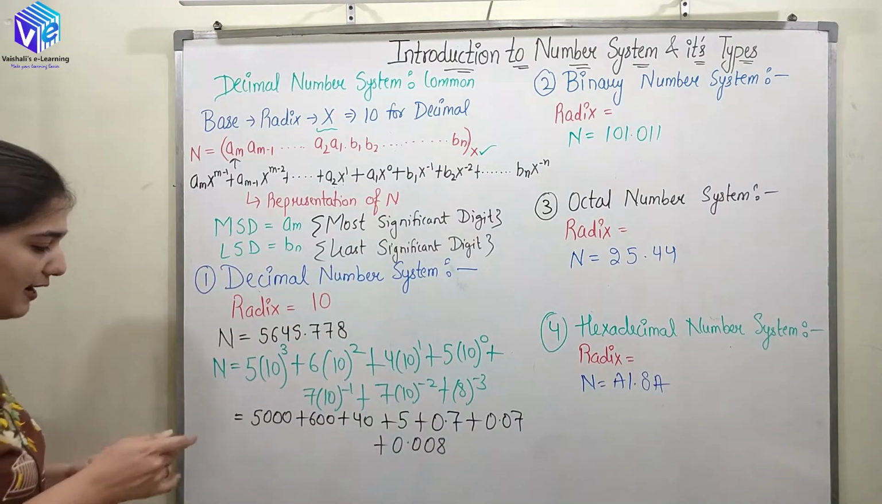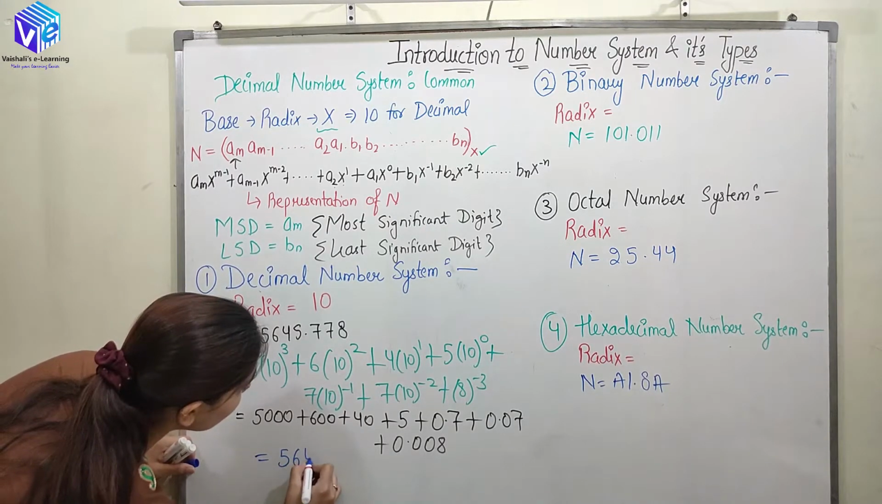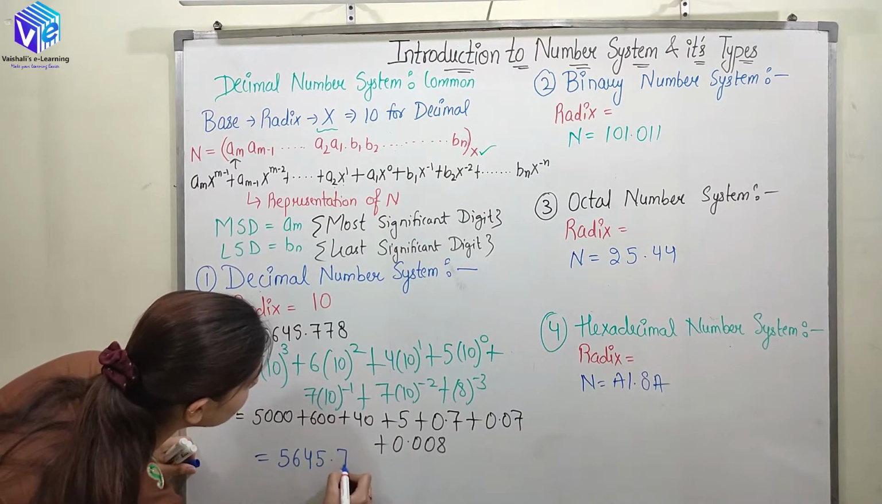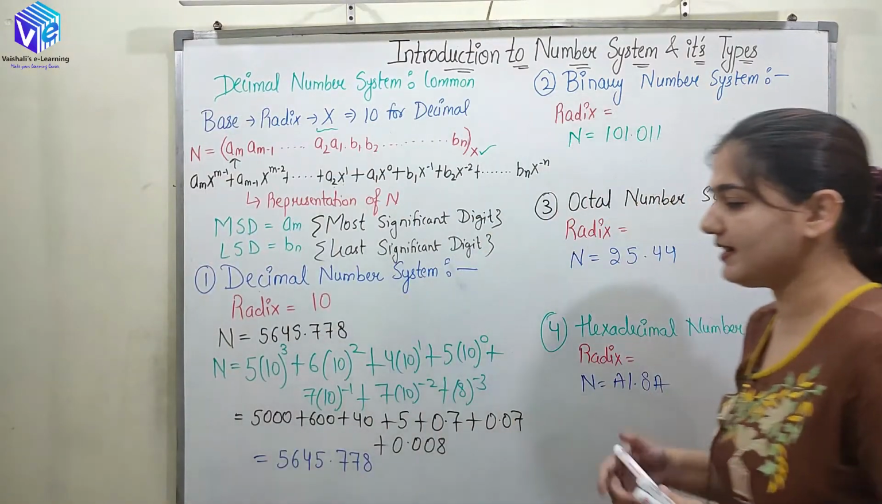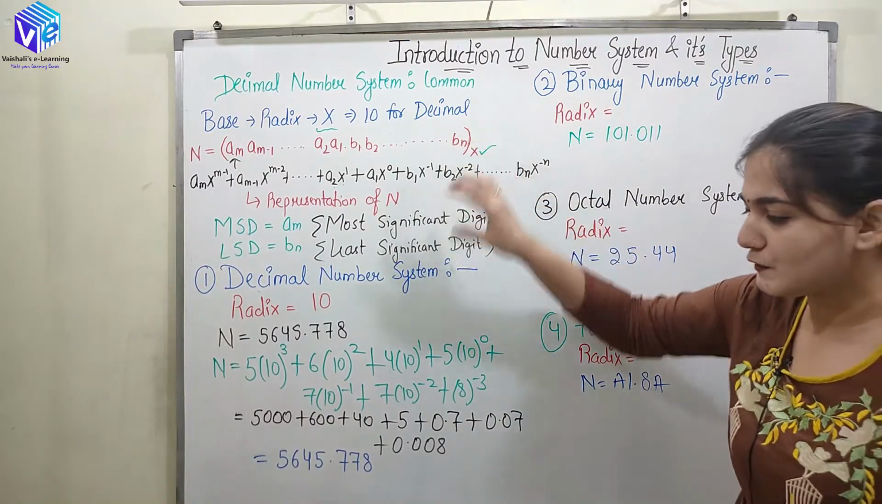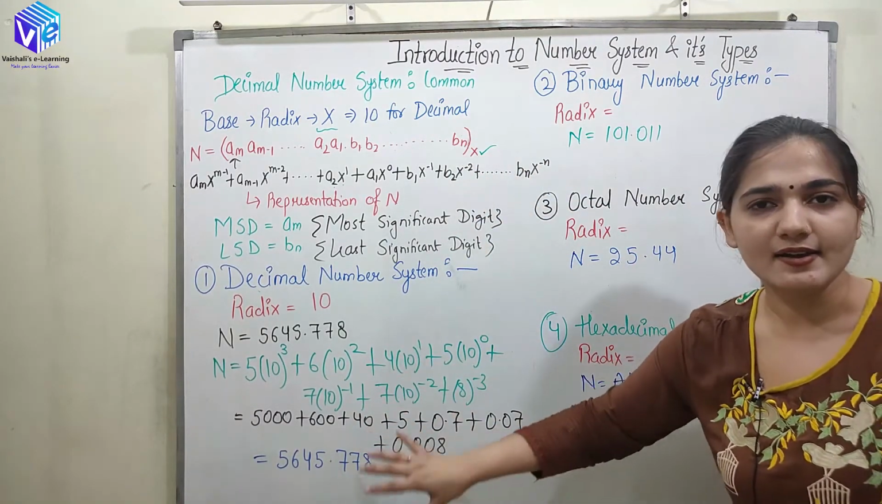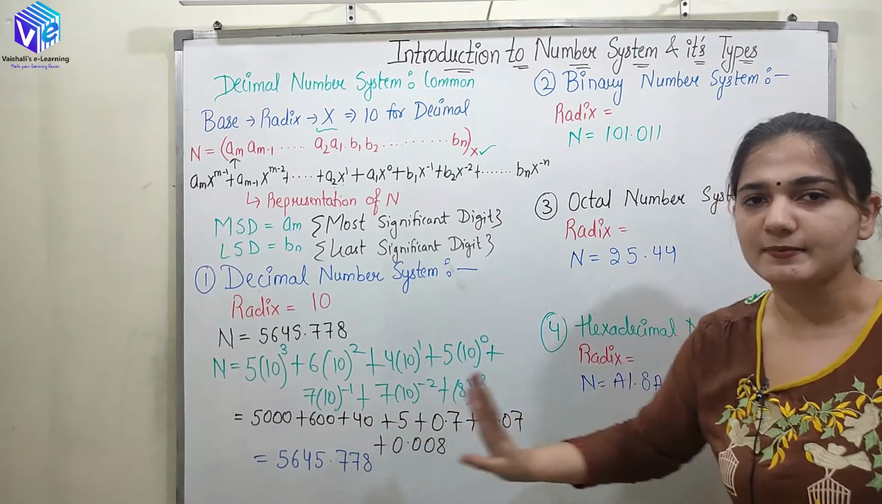Now when you add all of them, you found out that the number is 5645.778. So this is how I can represent any number system. I have verified this is the formula that is used to represent any number system. Here I have represented it for the decimal number system.